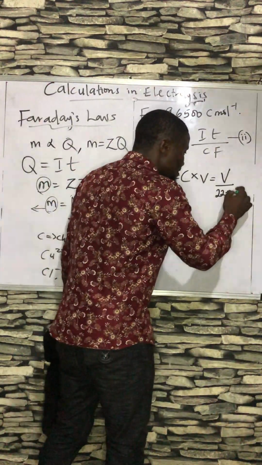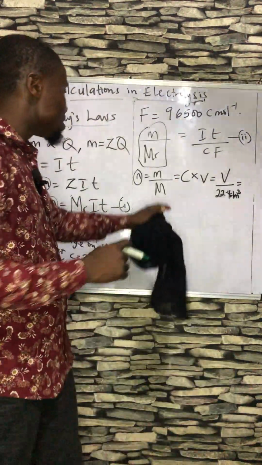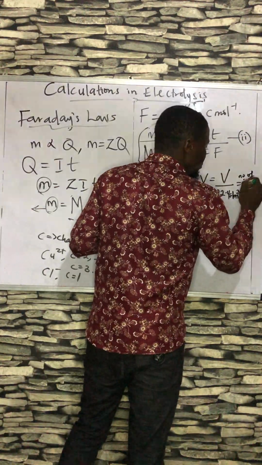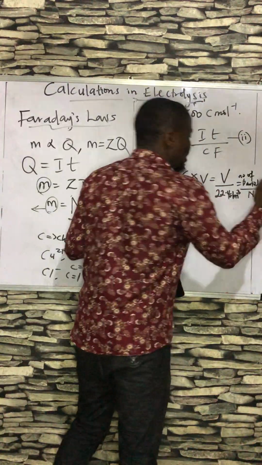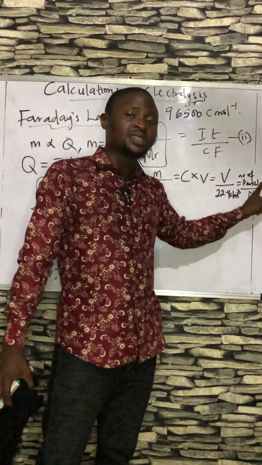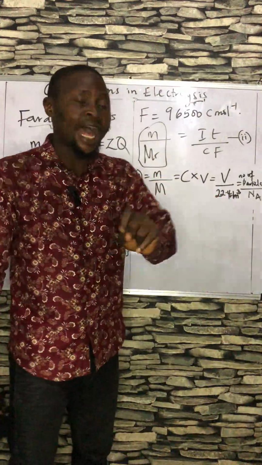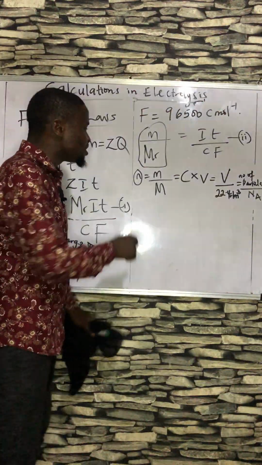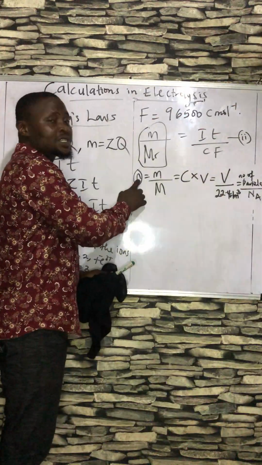If you do not forget from your year 10 SS1 chemistry, this same number of mole is equal to number of particles over Avogadro's constant, 6.02 times 10 to the power 23. Particles in this case can be atoms, ions, or molecules. So it simply means instead of mass over molecular mass, I can introduce this guy.